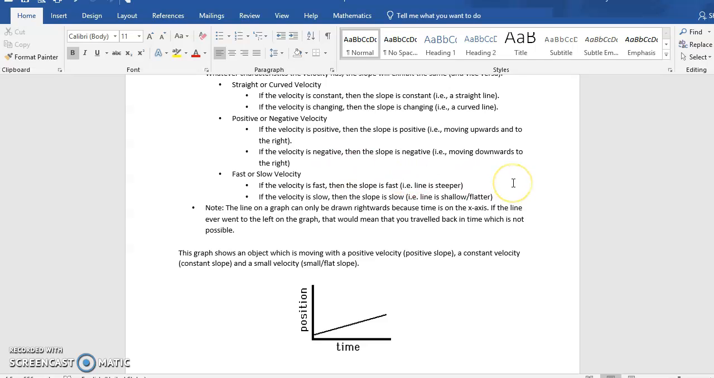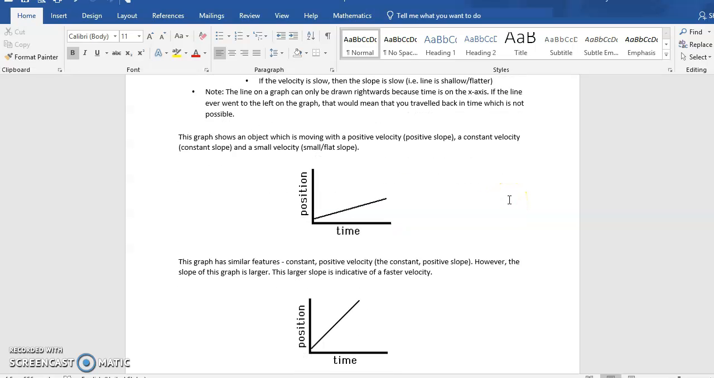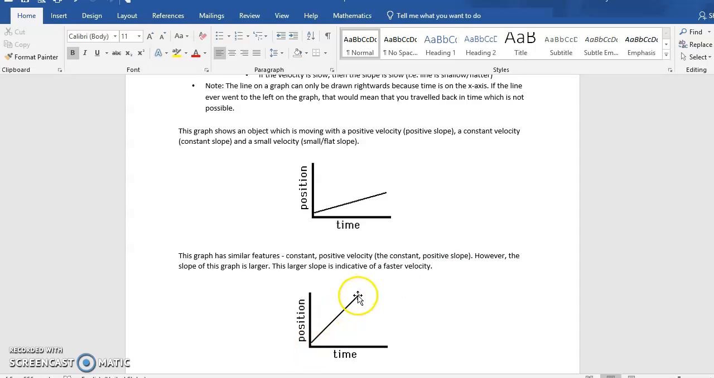So if the velocity is fast, then the slope is fast, meaning that we have a steep line. And if the velocity is slow, then the slope is slow, meaning the line is flatter or shallower. So here would be a steep slope on this line, and here would be a shallow slope. So that's telling us that this object would be traveling faster. It has a faster velocity than this object per se.